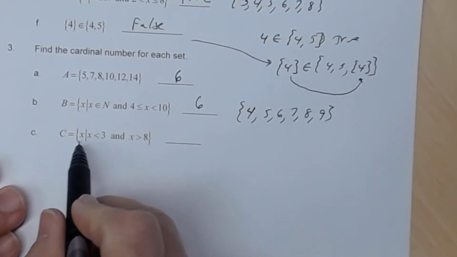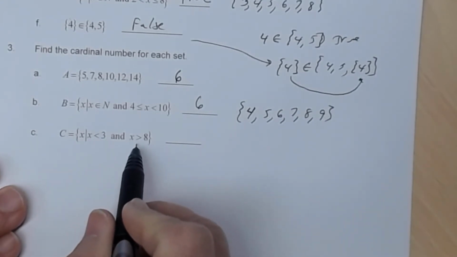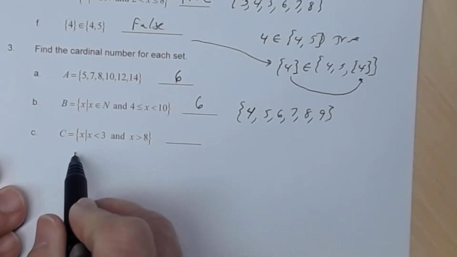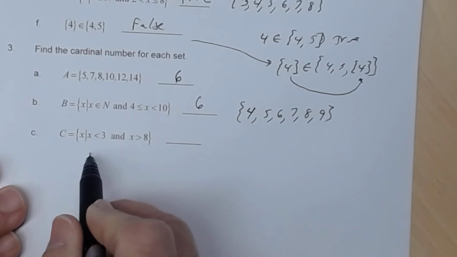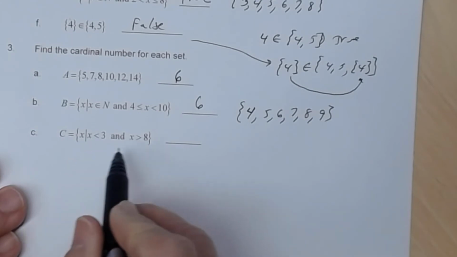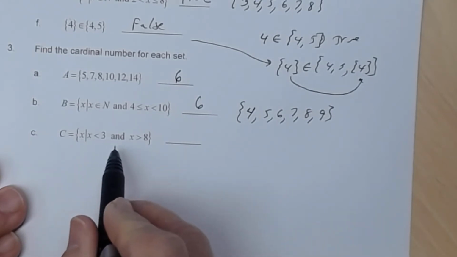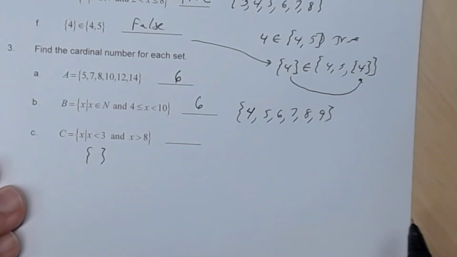All right, over here, now you got to be careful with this one because of what you're told. You're told that x is a number less than 3, and at the same time, it's greater than 8. So you have these numbers that are less than 3, and at the same time, greater than 8. Well, there's no number that's less than 3 and greater than 8, so that's the empty set.